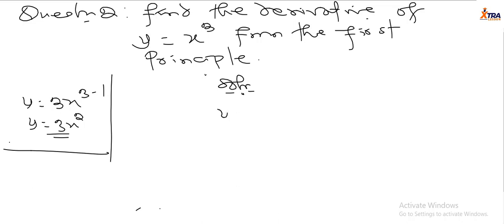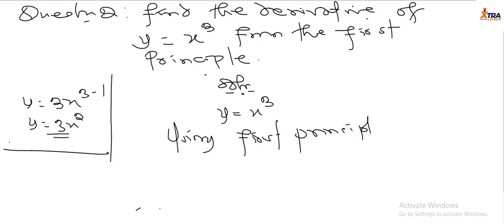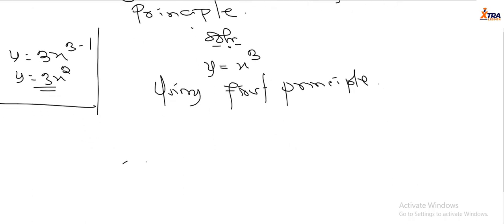So now y equals x to the power 3, using first principle. Now we have the change, that is y plus delta y equals x plus delta x all raised to the power 3. Unlike the first one that we did, which is x to the power 2, this is x to the power 3.